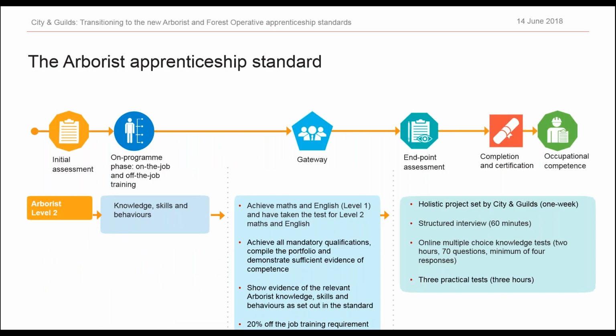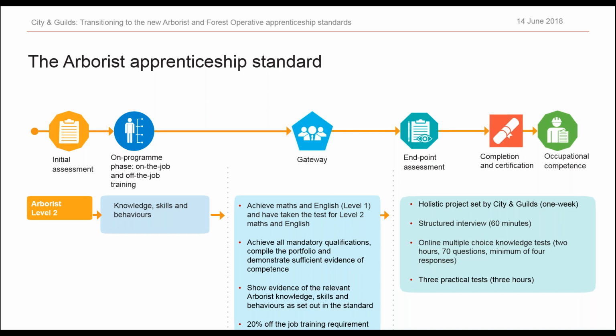So let's look at the two standards in turn. So the Arborist Apprenticeship Standard, it's at level 2. In terms of the gateway, they must achieve English and Maths at level 1, but must have taken the test at level 2. Doesn't make much difference whether they pass or not. Ideally they should, and it would be to the student's advantage for them to achieve at level 2, but it's not a requirement. They must achieve all mandatory qualifications.